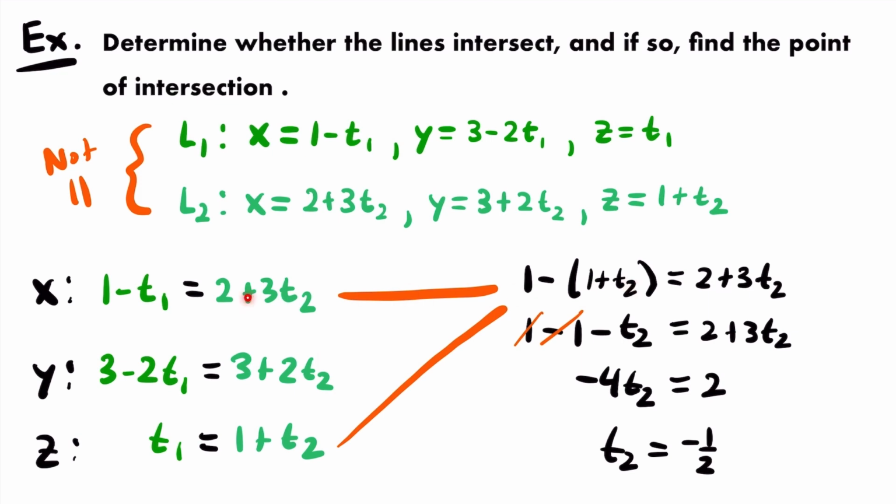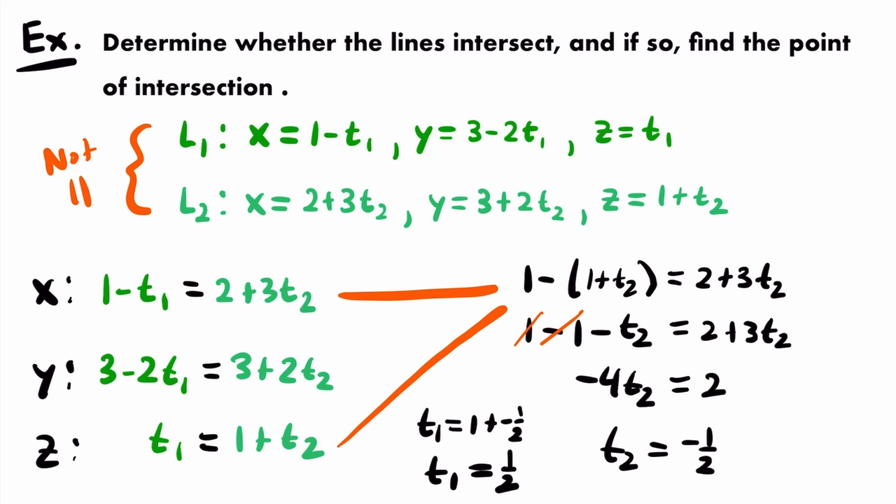For now, we just want to find the value of t1 that corresponds to this value of t2 when using these two equations. All right, and so this equation right here is pretty easy to work with. We have that t1 is equal to 1 plus t2, and so we'd have t1 is equal to 1 plus negative 1/2, which gives us t1 is equal to positive 1/2. And so now, from these two equations that we chose, we found that t1 is equal to 1/2 and t2 is equal to negative 1/2, which are the two values of those two parameters where the x and z coordinates are the same for these two lines.